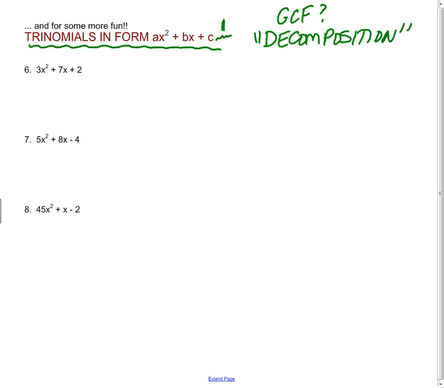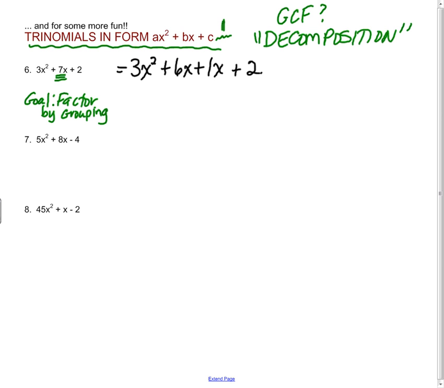My goal is to decompose this middle term of 7x into two parts so that I can factor by grouping. So I am going to decompose this into 3x squared plus 6x plus 1x plus 2. Notice that this is really the same as this. It's just written a little bit differently.